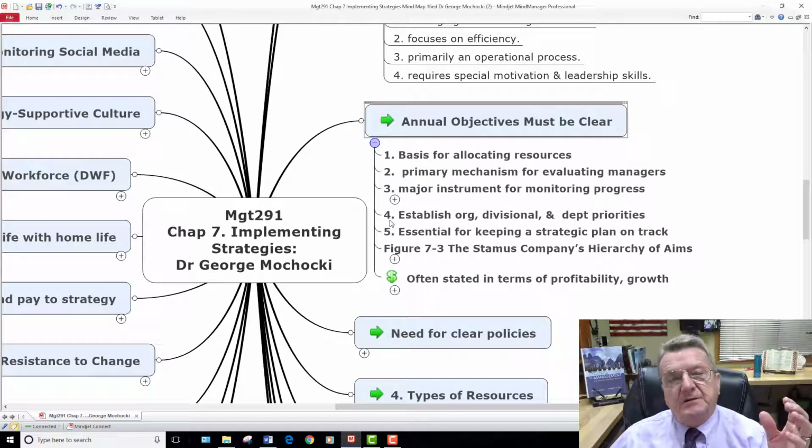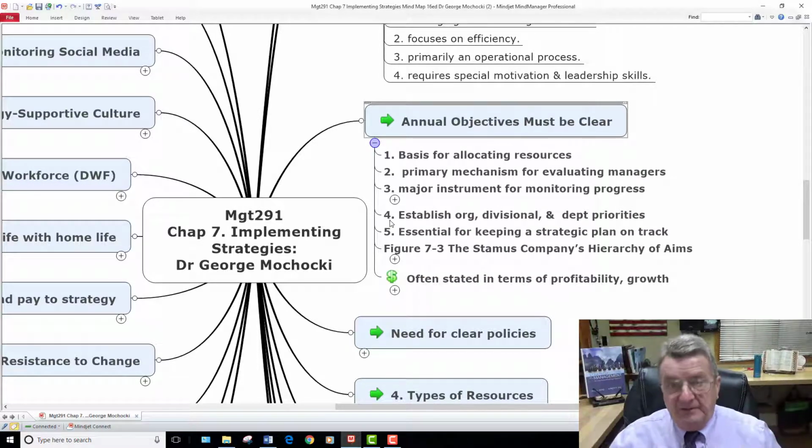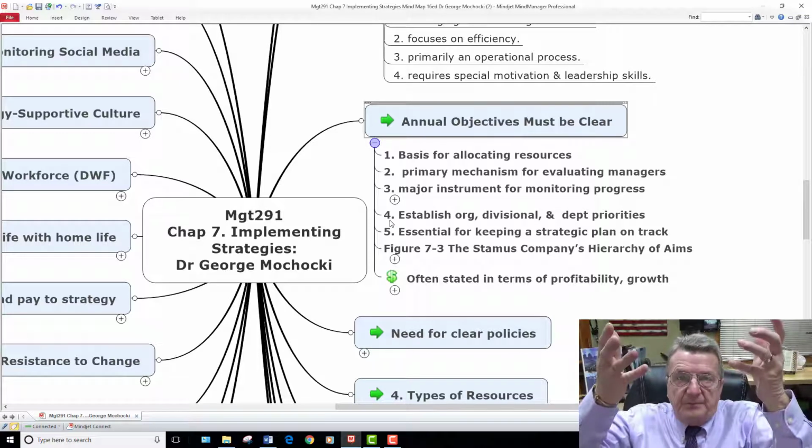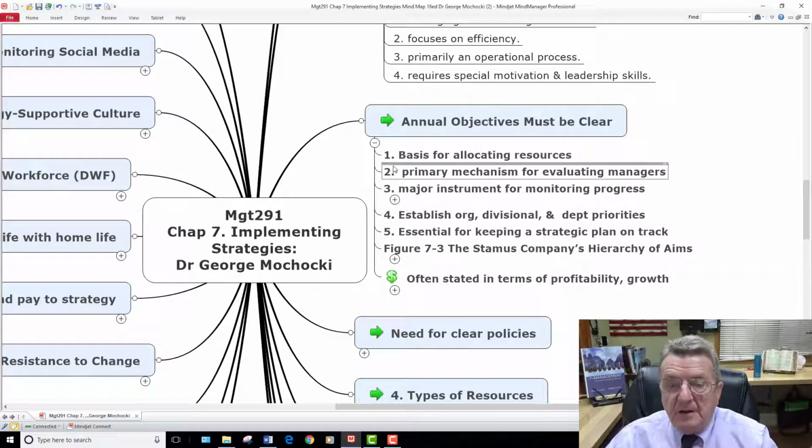So now you come up with a strategy, and you have to, from the top down, whether you like it or not, it's the pyramid, inverted. You still have people from the bottom up giving that information. Now you're going top down. How do I implement this? It's the basis for allocating resources. I've got to have money. It's the primary mechanism for evaluating managers.